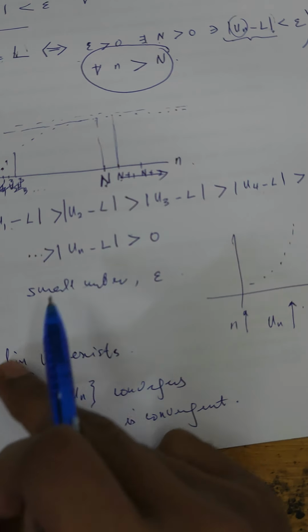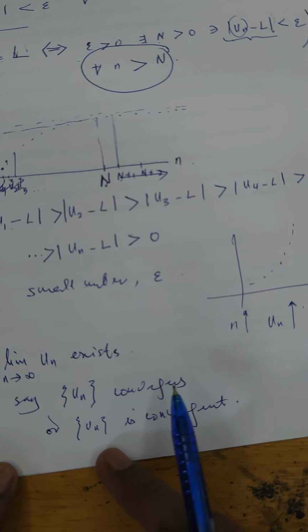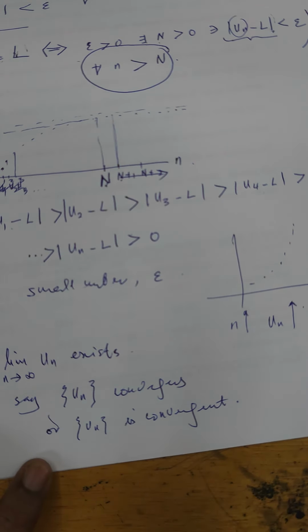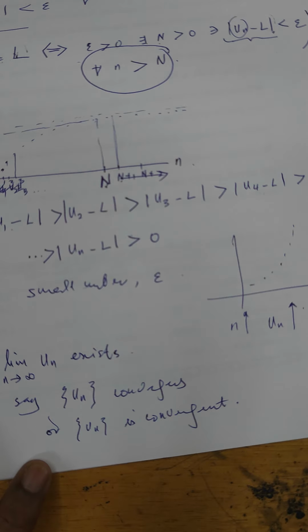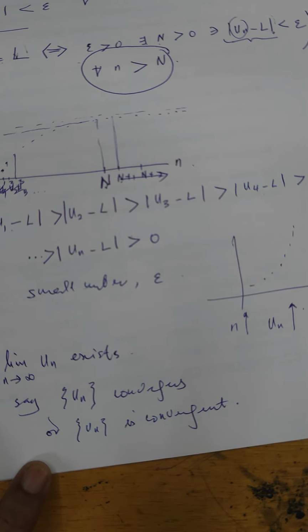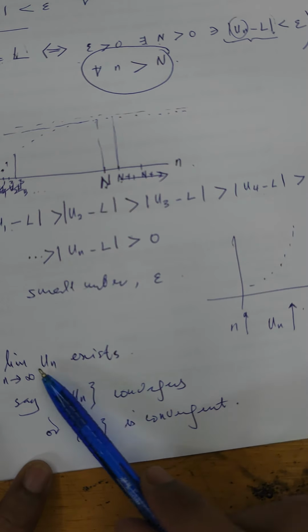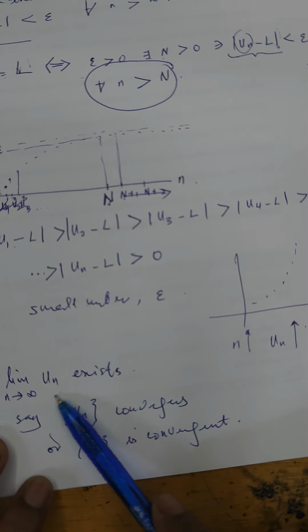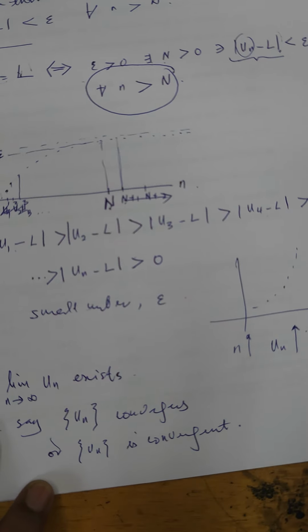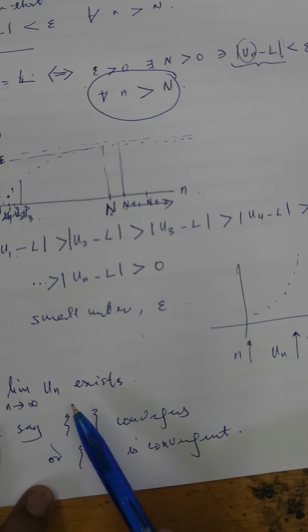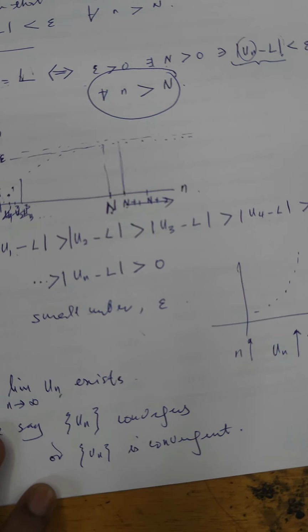If this is not the case, the sequence diverges. So you have two things here. The first thing is the existence of the limit. The existence of the limit means that we can find that L, so that the limit exists. If not, then the sequence diverges.